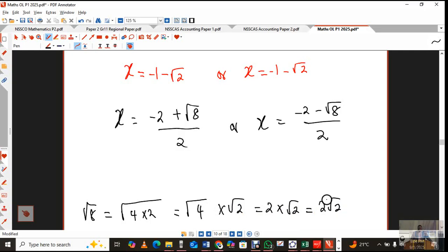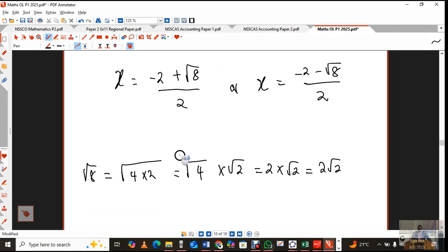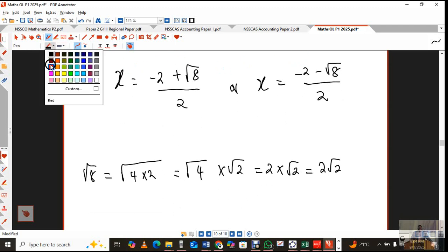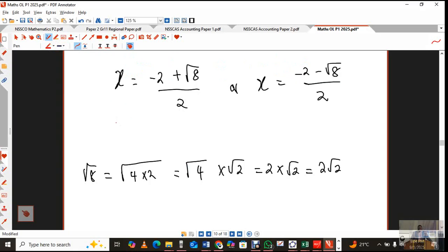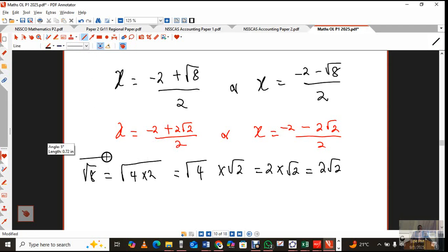So this 2 root 2, right, that is where I'm going to have that 8. So I'm going to write over here this stuff. So this is becoming something like x is equal to -2 plus 2 root 2 over 2, or x is equal to -2 plus, no, that's not plus now, it has to be what? Now it has to be minus 2 root 2 all over 2. Okay. Now, let me just make space here.